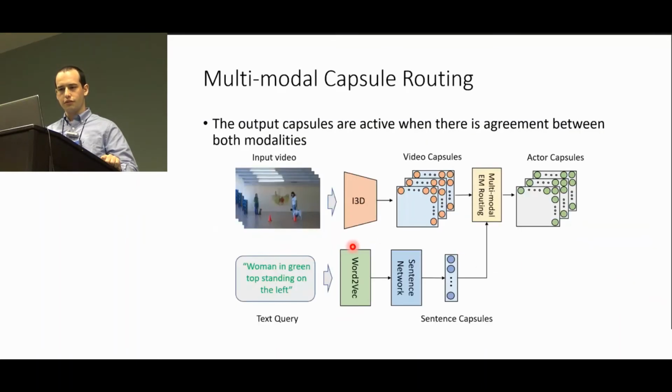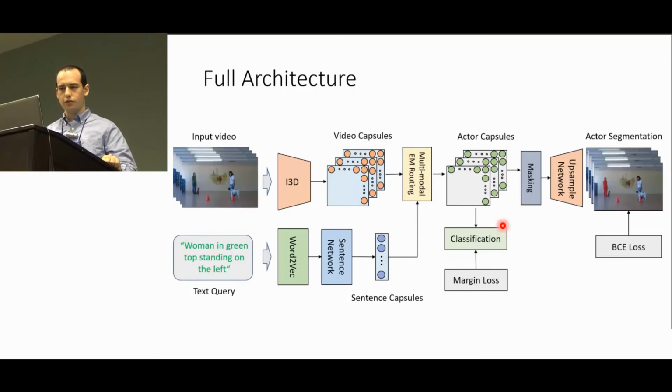So this is a visual representation of that. So we have video capsules in a grid, we have the sentence capsules, and we get our set of actor capsules by performing this multimodal EM routing. I'll now go over the architecture of the network used to do this task.